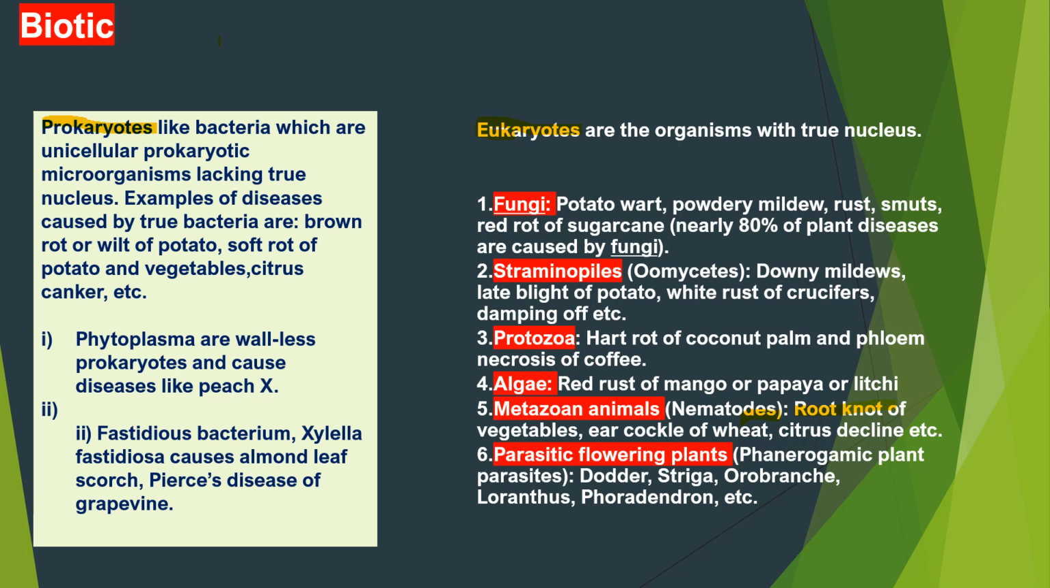Now parasitic flowering plants: some plants also act as parasites on other plants. They grow on these plants, and they take all the nutrients from them. Dodder, striga, loranthus and phoradendron are all examples of parasitic plants.